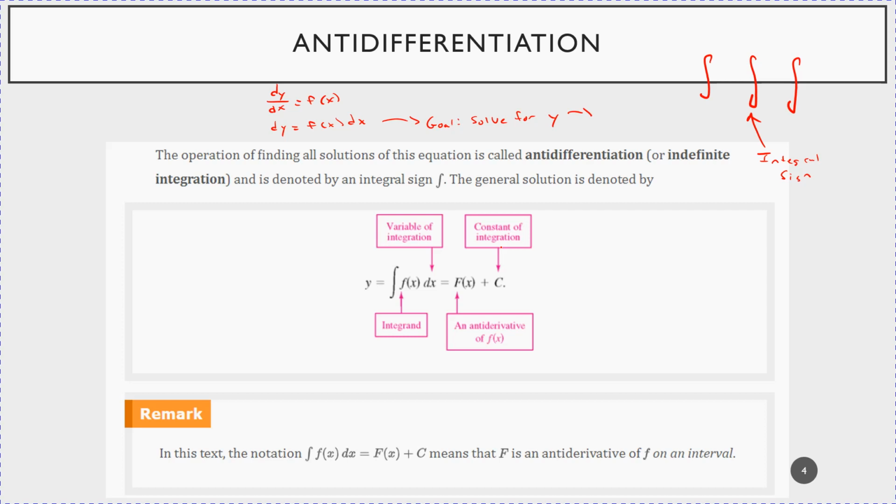So in this notation, the integral of f of x dx is equal to capital F of x plus c, which means that F is an antiderivative of f on an interval, so on any interval for this function. Solving this actually isn't that bad, and there's just going to be a lot of rules that we're going to follow for this.